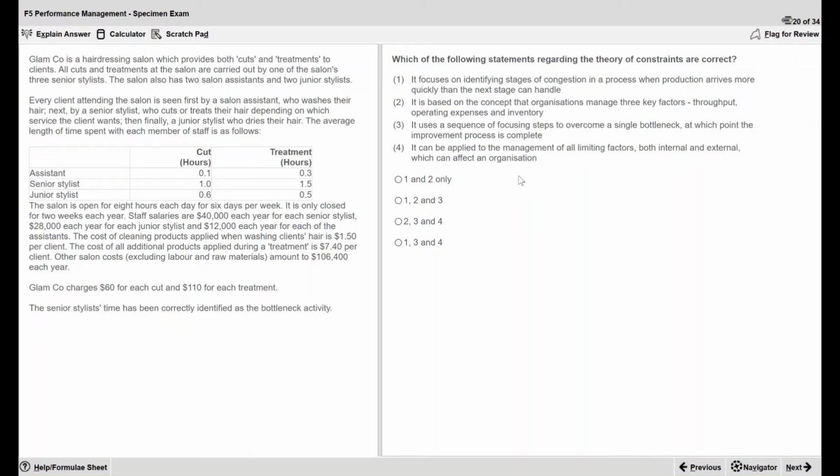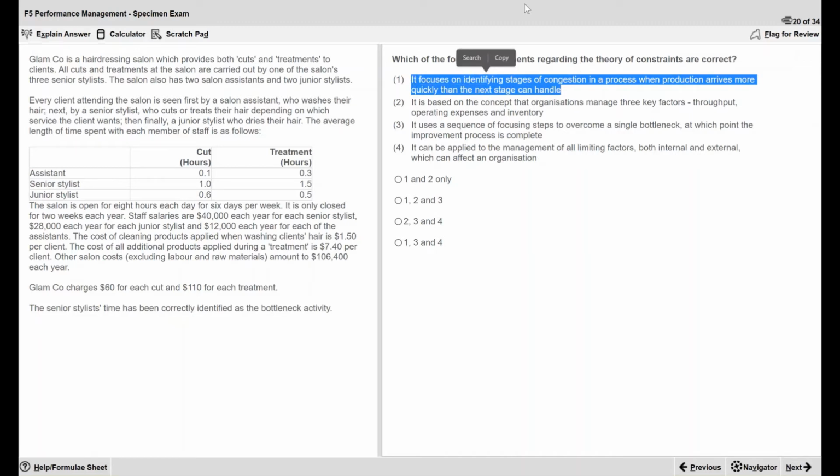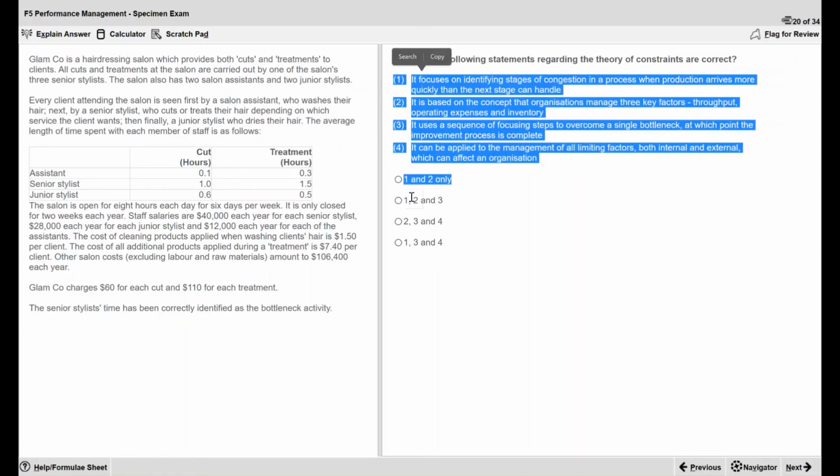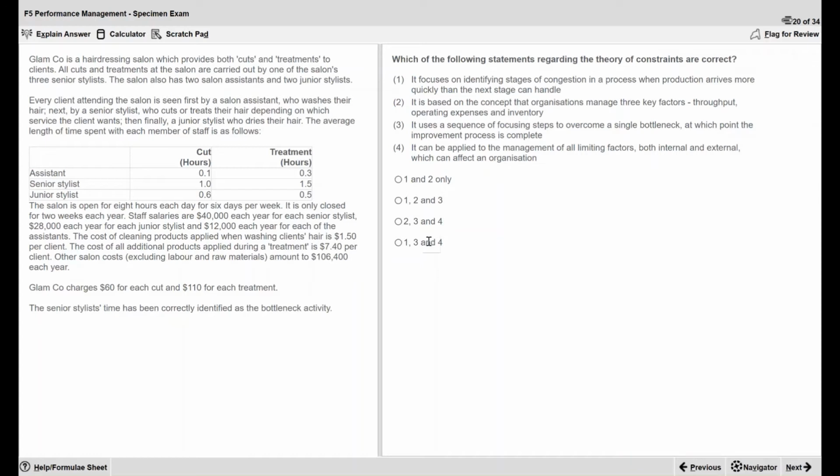So which of the following statements are correct? Focusing on the top, it focuses on identifying stages of congestion in the process when production arrives more quickly than, yeah. Remember, one of the things we do in activity-based costing is we look at the limiting factor process, the process which has less capacity. So that means 1, 2, or 4 could be the answer.